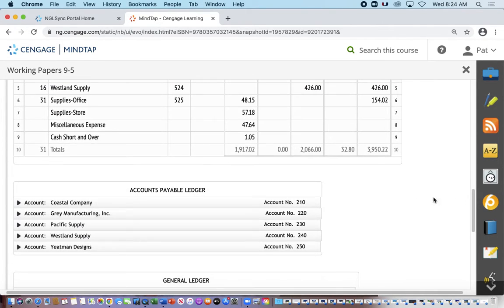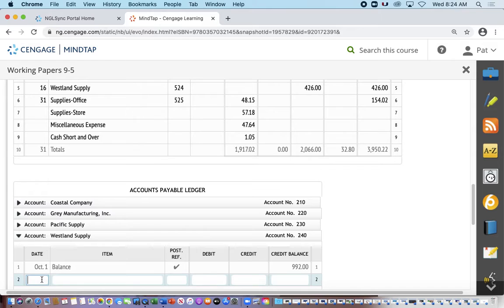Okay. Next one. Now we can kind of see. That's awesome. Westland Supply. So you got the 16th there. It is CP10, and we are debiting the amount of 426.